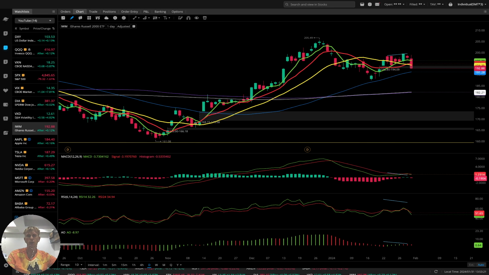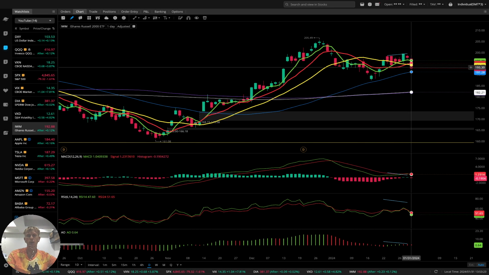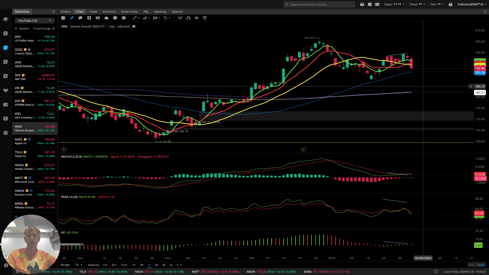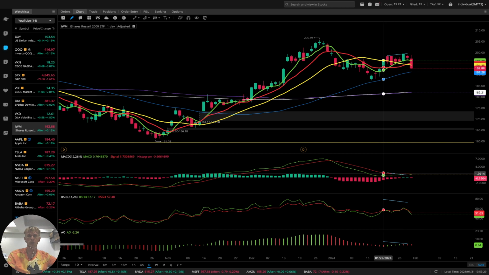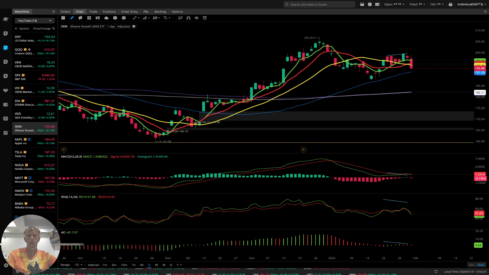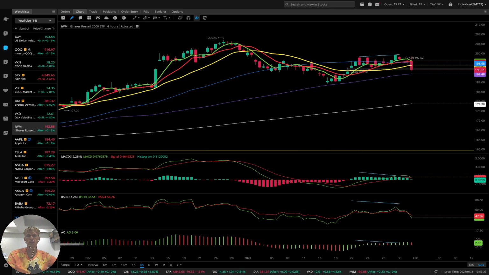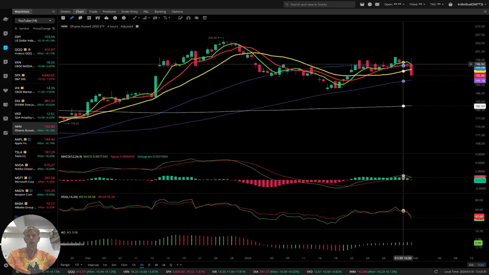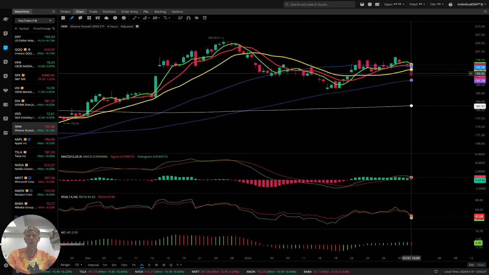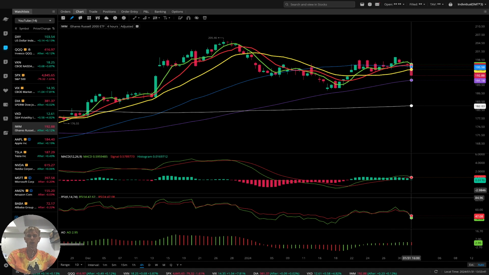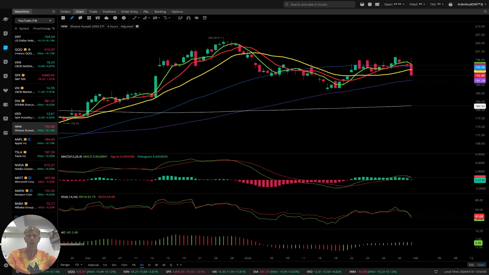IWM Russell 2000 daily. Bearish reversal, last bar closed below MA20. Bearish reversal signal on all indicators. 4 hours time frame. Bearish reversal signal, last bar moved below 20 also. All indicators did bearish reversal signal.